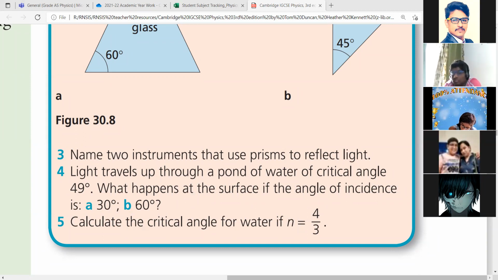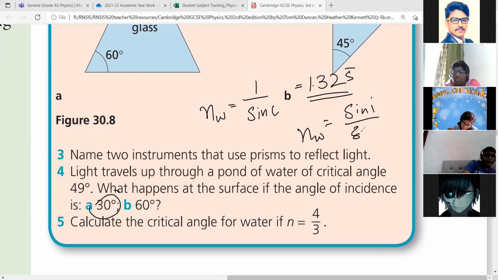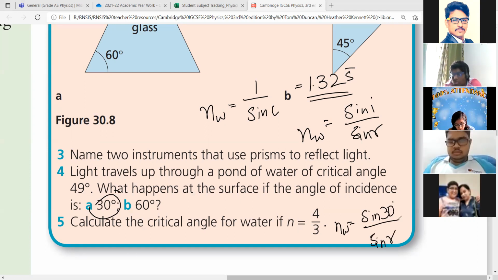By using the first formula, refractive index of water is equal to 1 upon sine C. This critical angle will help us get the refractive index of water, that you got as 1.325, right? So now we have the refractive index in our hands. Now they're asking what happens at the surface if the angle of incidence is 30 degree. Use the formula n of water is equal to sine of i upon sine of r. Put 30 degree: n of water is equal to sine of 30 degree upon sine of r. Sine 30 is half upon 1.325. Please solve and give me an answer for r.